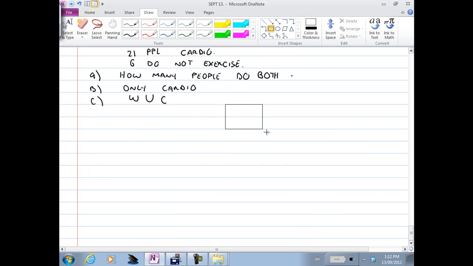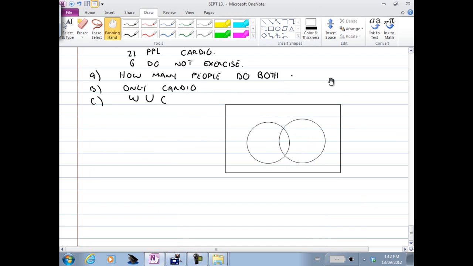So what I'm going to do, here's what I have. I have 2 circles. One we'll call weight training, and one I have cardio. How do I know they intersect? Because I asked you how many do both. We'll call this W and this C. I always start with what they share in common.